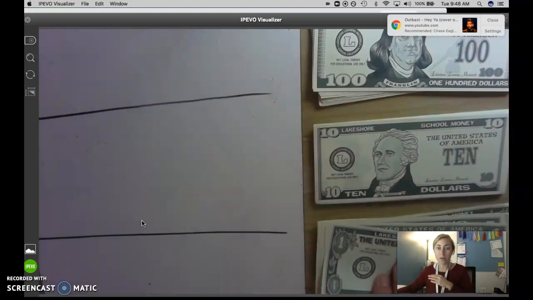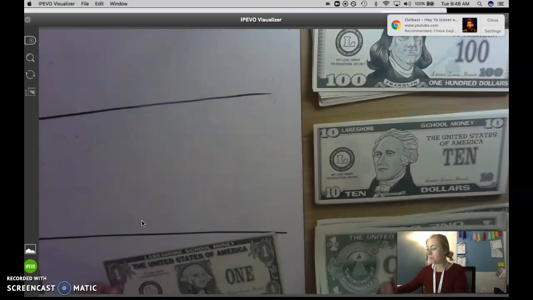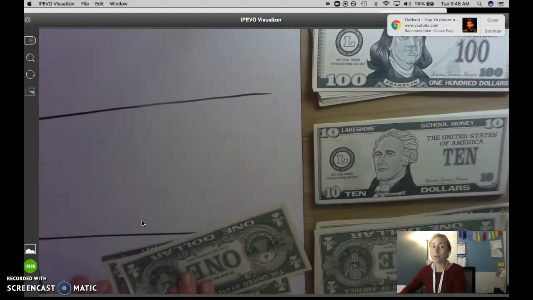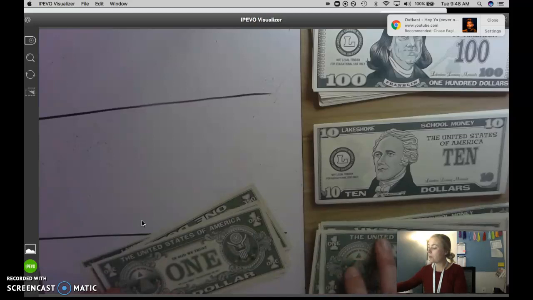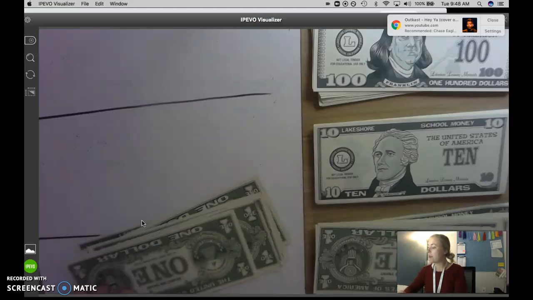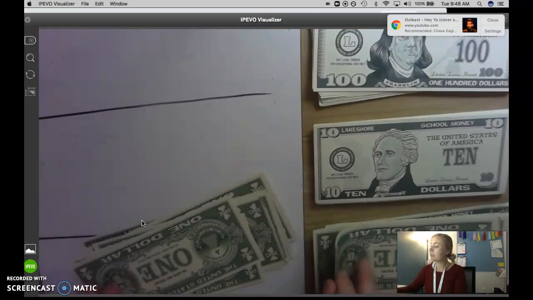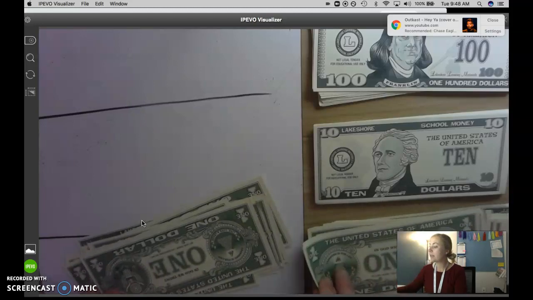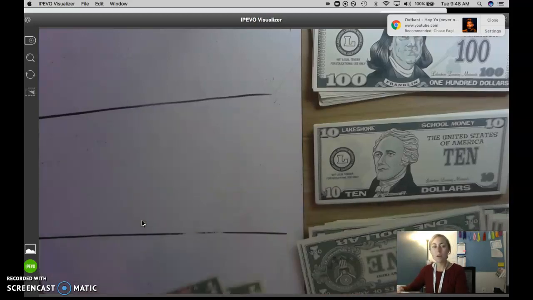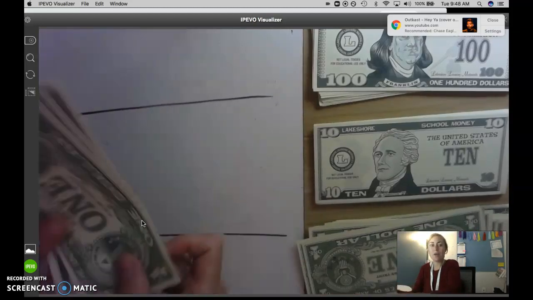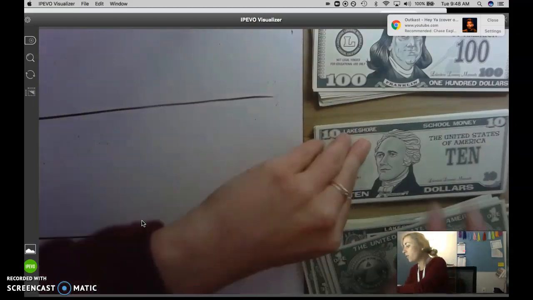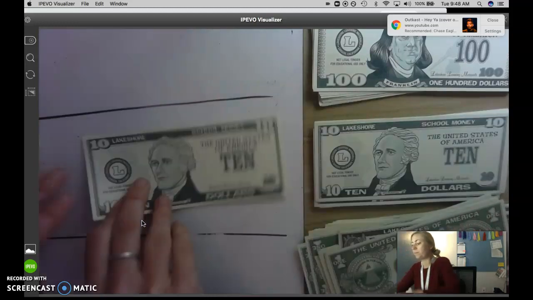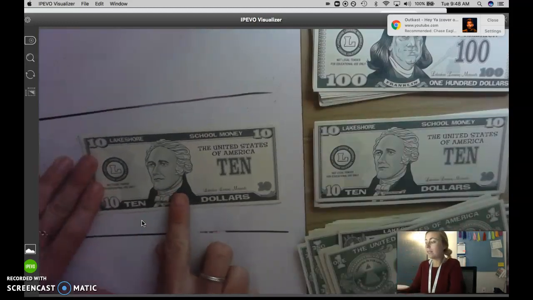So I'm going to start with my ones. 1, 2, count with me. 3, 4, 5, 6, 7, 8, 9, 10. What can we trade out these 10 $1 bills for? That's right, we can trade it out for a $10 bill. Now I'm going to keep counting by tens.